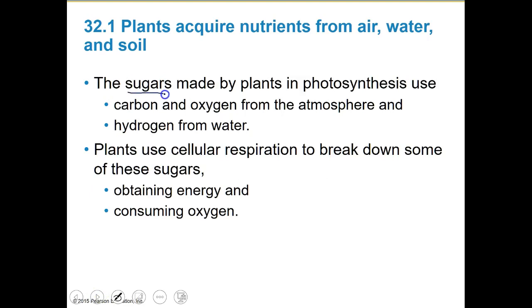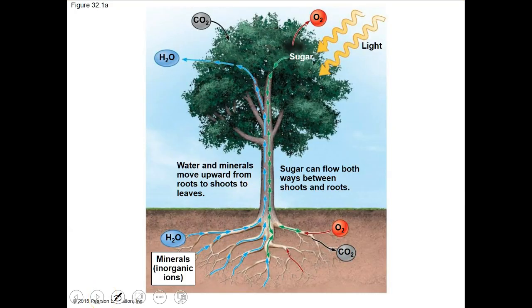The sugars made by the plant in photosynthesis use carbon and oxygen from the atmosphere and hydrogen from the water. We talked about that, so that should be a little review. Plants use cellular respiration to break down some of those sugars to obtain energy, because it takes energy to grow. So think about basic growth things. It's going to need energy to do that, and also for consuming oxygen. Basic things here, shouldn't be new information.